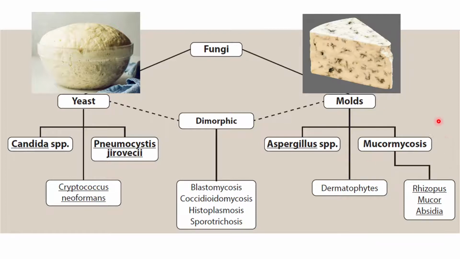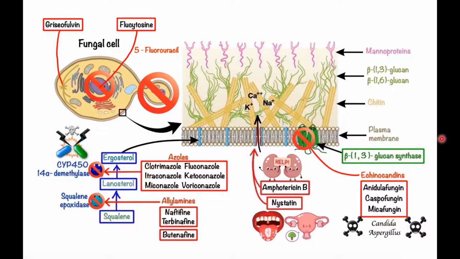This is the classification of the fungi, and the fungi have a different cell wall. The cell wall of the fungi is mostly composed of proteins, mannoproteins, and beta glucans, and also chitin that makes the cell wall very rigid, and that helps to protect from the bacteria.